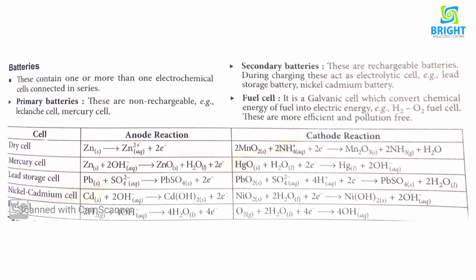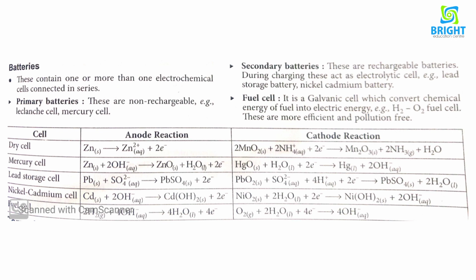So in the mercury cell, we are having a carbon anode and mercury cathode. Then we are going for the lead storage battery, having lead at the anode. The reaction at the anode is Pb plus SO4 2- gives PbSO4 plus 2 electrons, and the reaction at the cathode is PbO2 plus SO4 2- plus 4H+ plus 2 electrons gives PbSO4 plus 2 H2O.